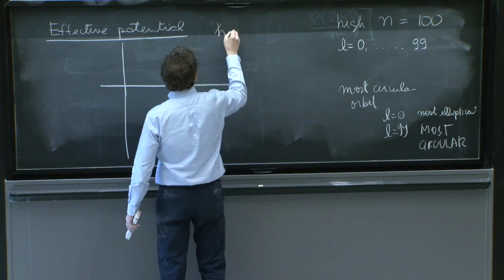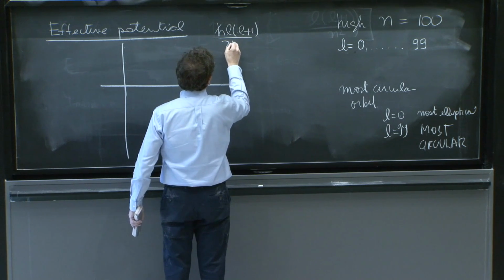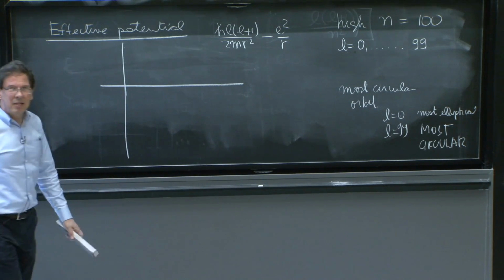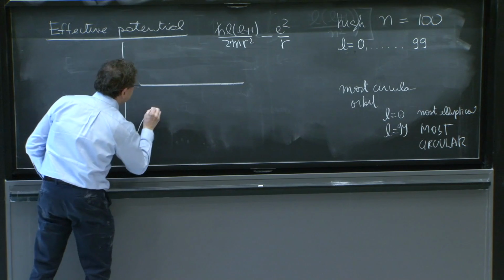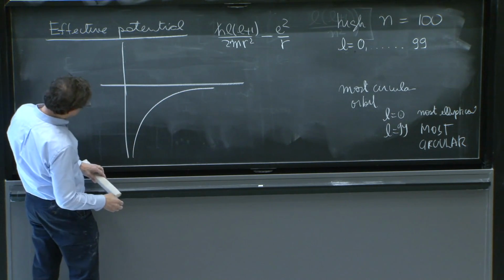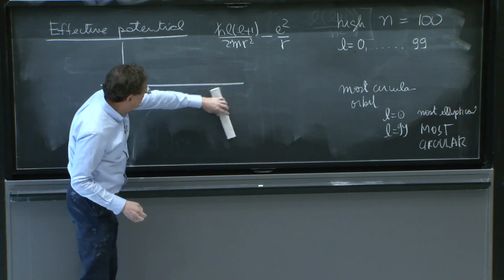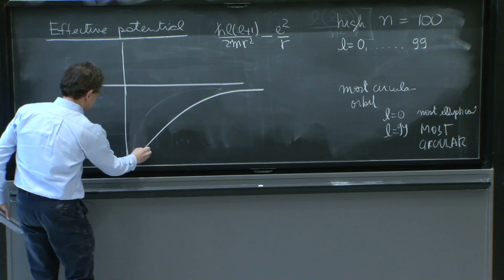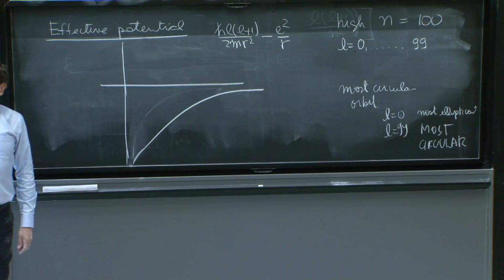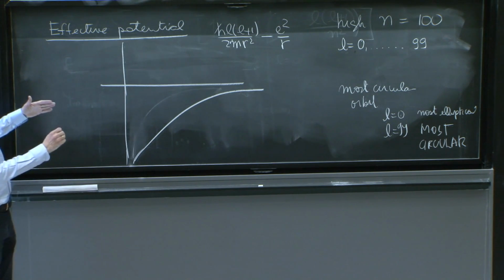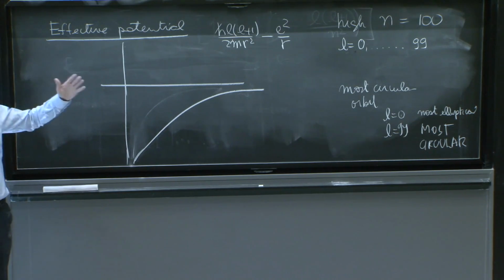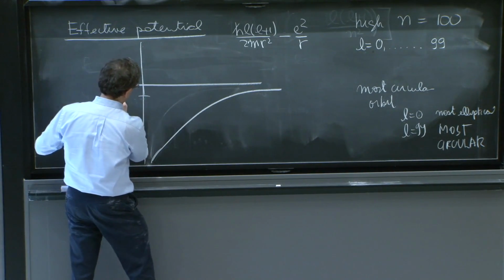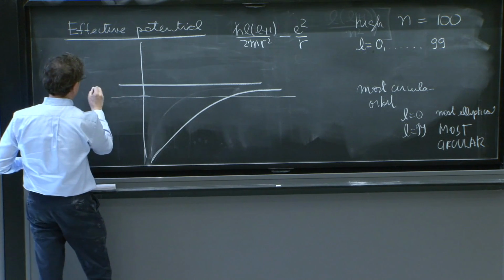It is h squared L times L plus 1 over 2m r squared minus e squared over r. So the minus e squared over r is here. Yeah, maybe I should draw it in a way that gives me more room. Like that. Okay. And then there is the energy level that I'm looking at. It's some high energy level. So I'll put it near here, not too near that I don't see it, but near here. Here's my En is here.